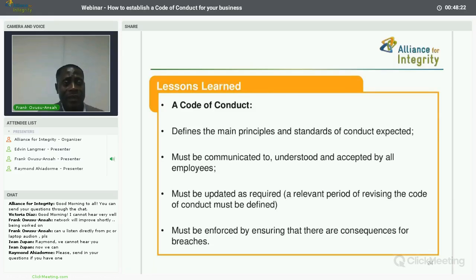Yes, organizations may have laws, rules, and regulations, but you need to have a code of conduct to create harmony and to help employees identify themselves with that one document highlighting the unacceptable behavior that the organization requires of them, and what is expected of them when they go against it. Thank you.